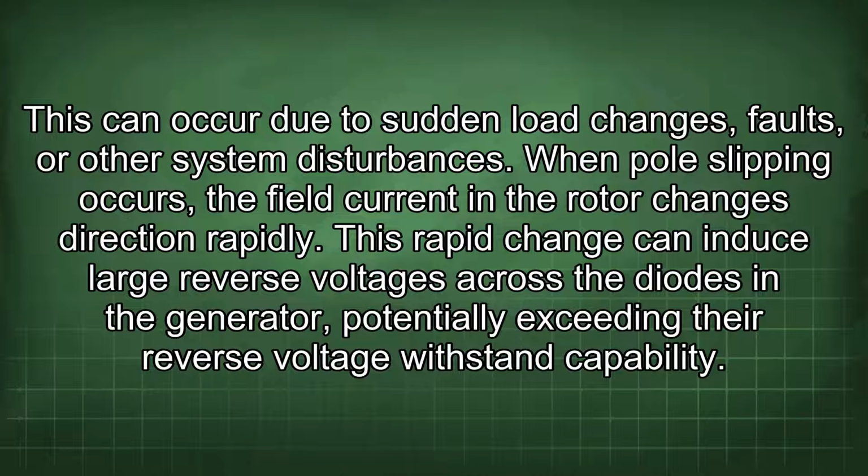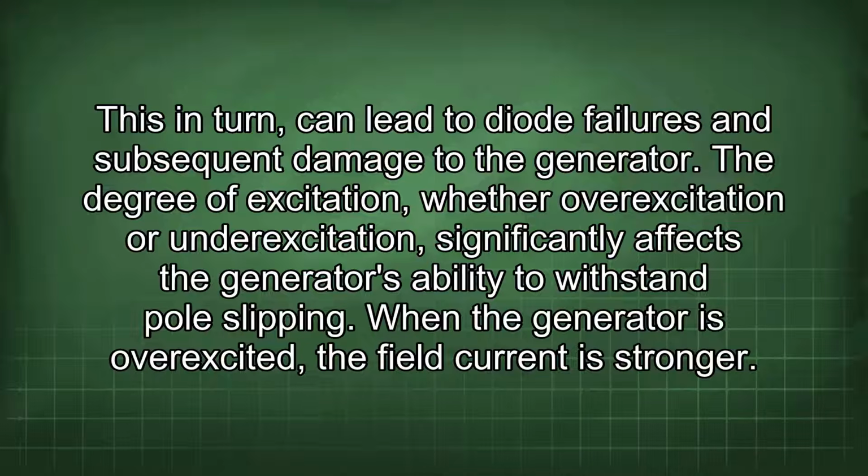When pole slipping occurs, the field current in the rotor changes direction rapidly. This rapid change can induce large reverse voltages across the diodes in the generator, potentially exceeding their reverse voltage withstand capability. This in turn can lead to diode failures and subsequent damage to the generator. The degree of excitation, whether overexcitation or underexcitation, significantly affects the generator's ability to withstand pole slipping.